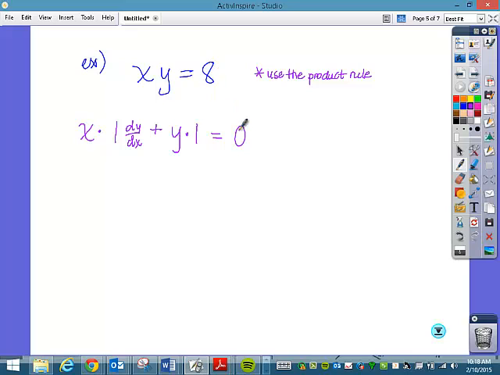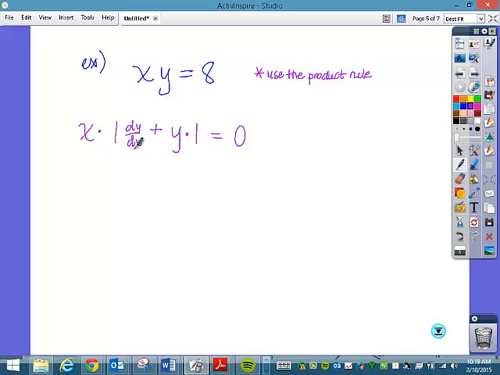So a question you might be having is, Ms. Briscoe, you have a y right here, but you don't have a dy dx. I didn't take the derivative of y. Remember, first times the derivative of the second, plus the second, didn't take the derivative of it, second times the derivative of the first. So you only stick a dy dx when you're taking the derivative of something with a y.